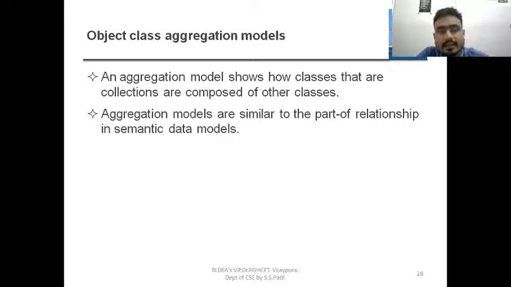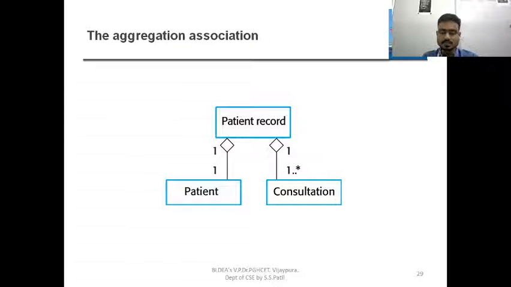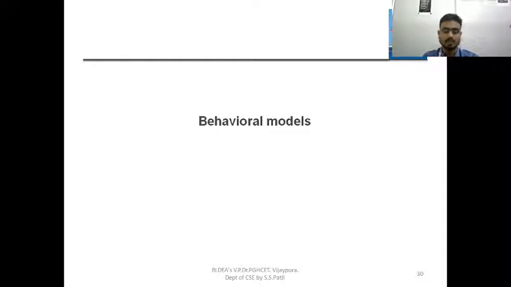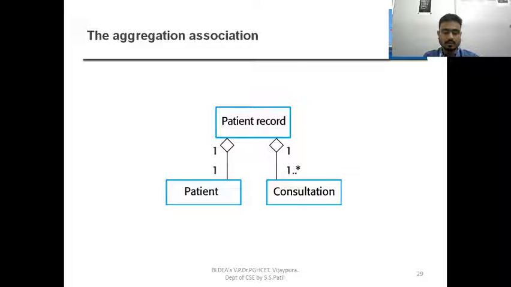An aggregation model shows how the classes that are collections are composed of other classes. Classes are there, and how they are composed with the other classes, they deal with those things. Next, the aggregation models are similar to the part-of relationship in semantic data model. These are part-of relationships, but they specify the semantic data. So this is all about the aggregation and association.